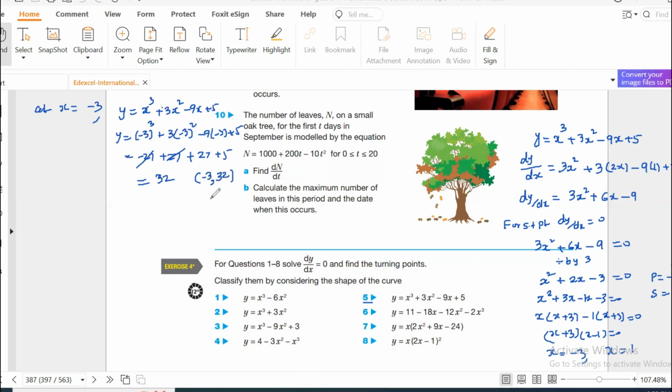Remember that till now we don't know whether this is a minimum or maximum. That is another rule I will mention. But first we find out what is the value at x is equal to 1.